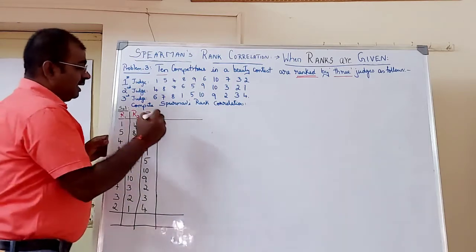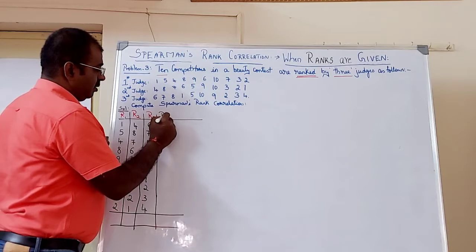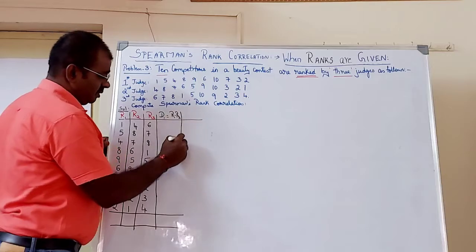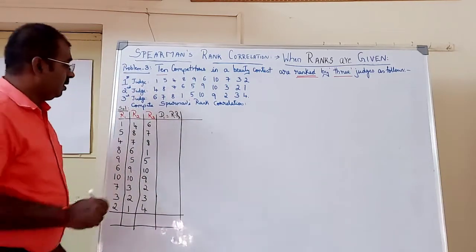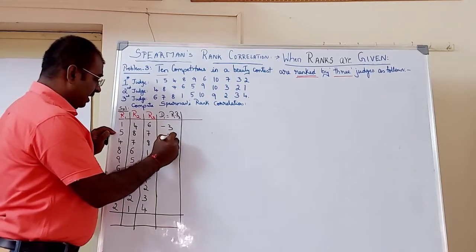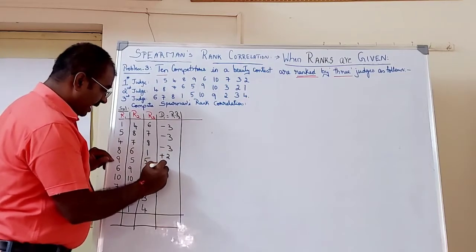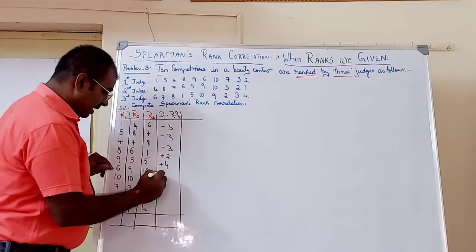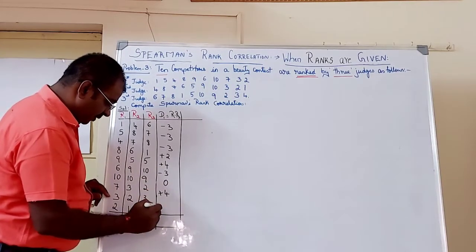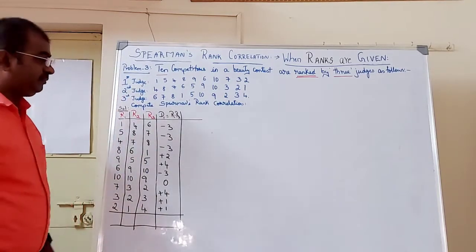Now as usual, let us find out the difference D1, which is rank 1 minus rank 2. So rank 1 minus rank 2: 1 minus 4 is minus 3, 5 minus 8 is minus 3, 4 minus 7 is minus 3, 8 minus 6 is plus 2, 9 minus 5 is plus 4, 6 minus 9 is minus 3, 10 minus 10 is 0, 7 minus 3 is plus 4, 3 minus 2 is plus 1 and 2 minus 1 is plus 1.